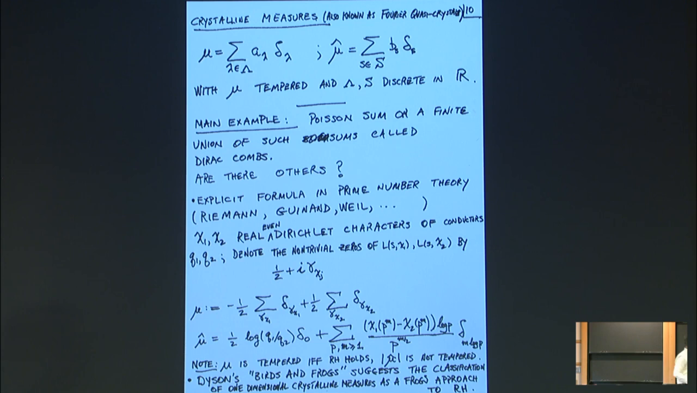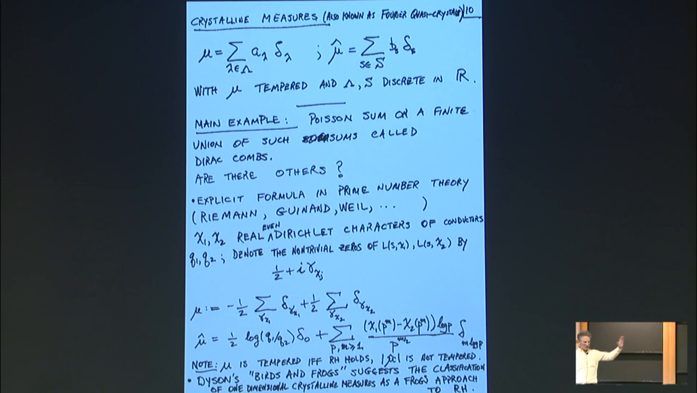The most important example, as we said, was Poisson summation. We got that from the circle. Are there others? This has been a question for years and years. Well, the first person to really study this was Guinand, actually using Riemann's explicit formula. I'm going to give you Guinand's example of a crystalline measure. Everybody calls this formula Weil's explicit formula, but it's very explicitly stated in Guinand, and Riemann could have derived it if you asked him. So I call it those three names.